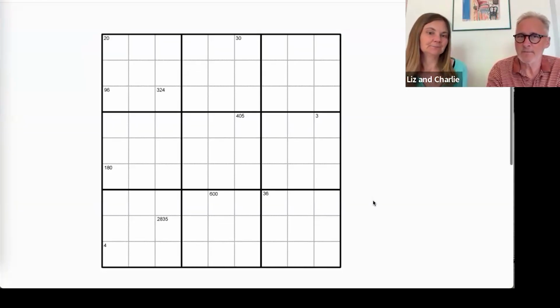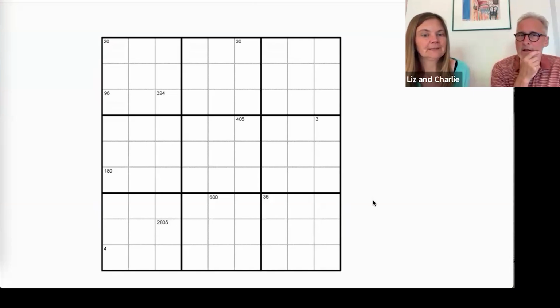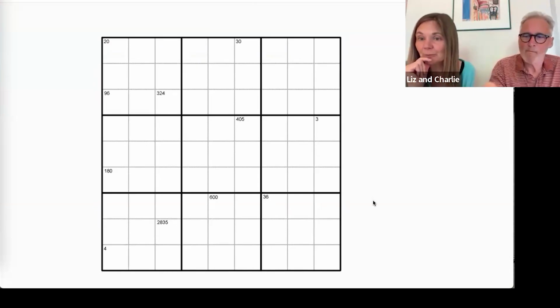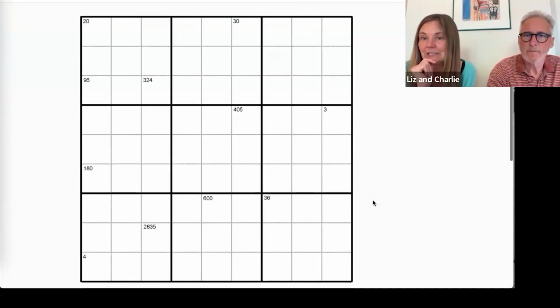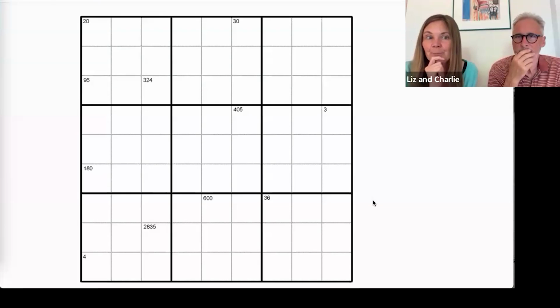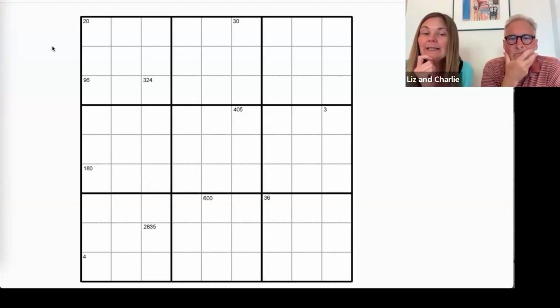Let's explain what's going on here. So here we have a Sudoku. Many of you will be familiar with Sudokus. The aim is to complete this grid so that we have the numbers 1 to 9 appearing exactly once in each row and each column and in each 3x3 square. However, this is called a product Sudoku, so we've been given some clues to help us complete the grid.